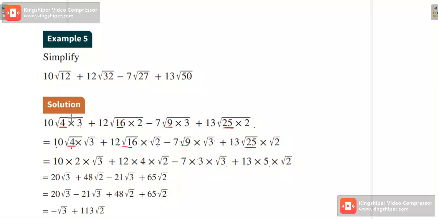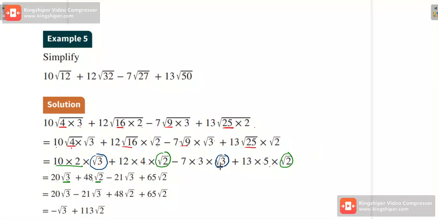Now remember that in this set we have one set being root of 3, root of 3. Then we have another set of the form root of 2 and also root of 2. So we need to group like terms in that respect. Now watch here. 10 times 2 will give us 20. So we have 20 root of 3. Then we have 12 times 4. That will give us 48 root of 2.